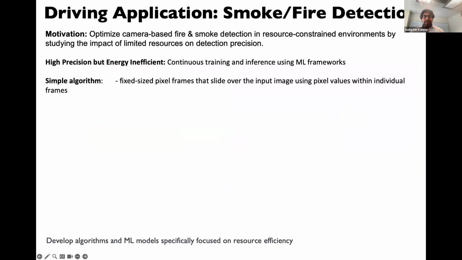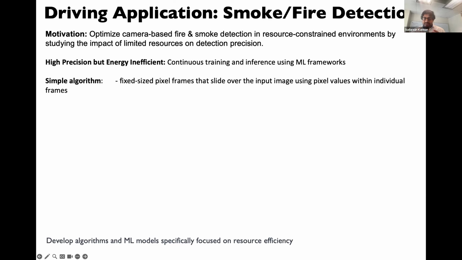Our goal is to use this framework called YOLO, which is a combination of OpenCV and a machine learning framework, known to have higher precision and so on. But one of the challenges is that, specifically running some of these inferences on low power edge nodes, we have observed that there is a huge trade-off in terms of higher precision and energy efficiency.